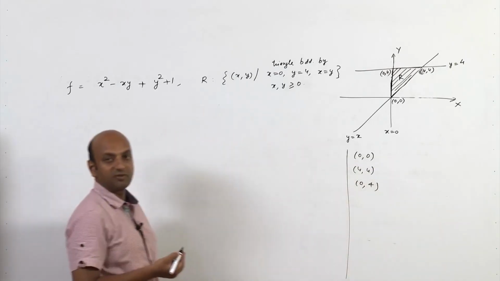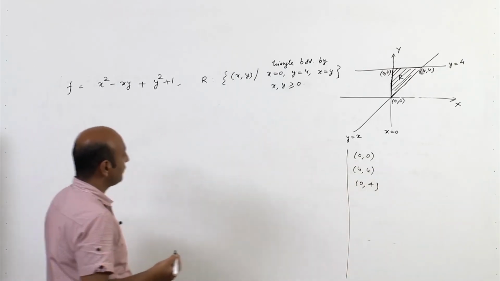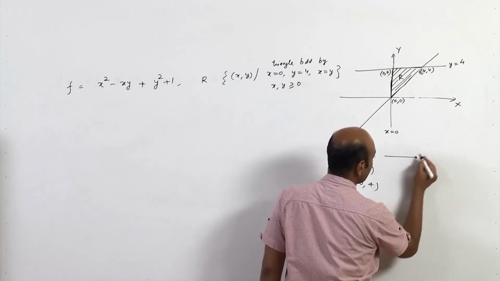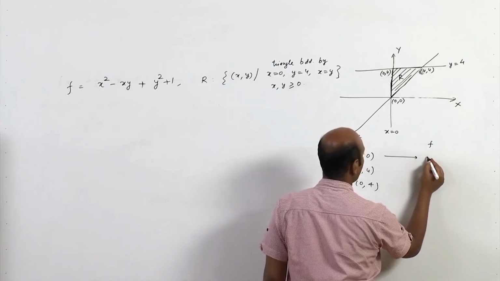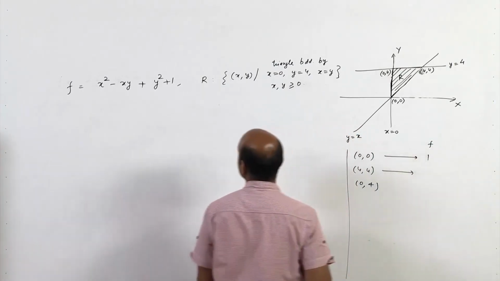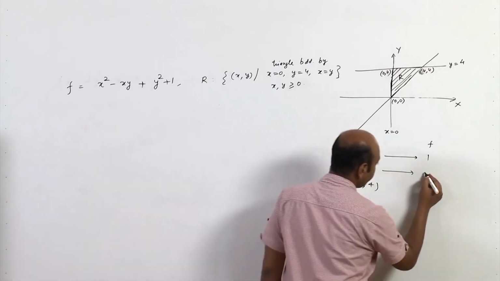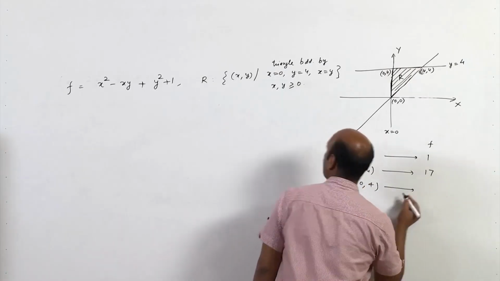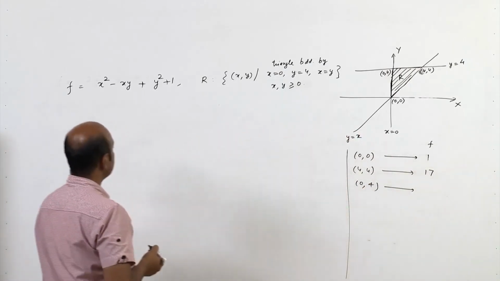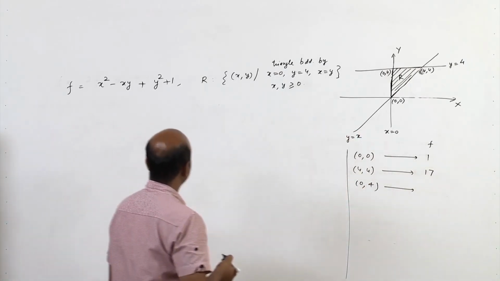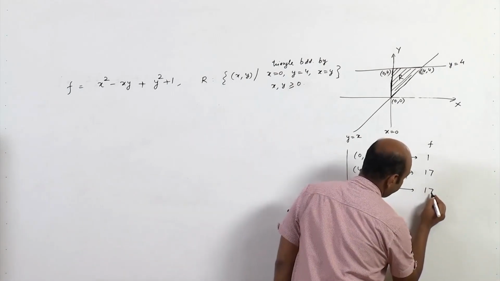These are the vertices and the value of f will be: here the value of f is 1, here the value of f is 16 minus 16 cancel out, 16 plus 1 is 17, and here, when you substitute x as 0, y as 4, it is simply again 17.